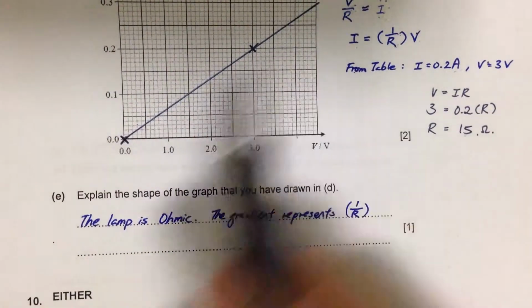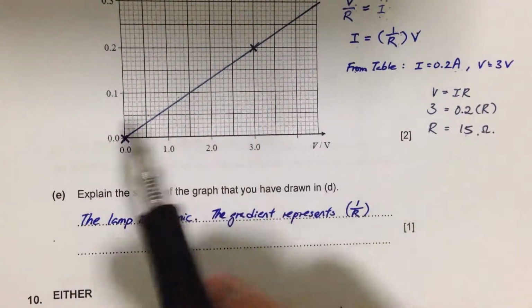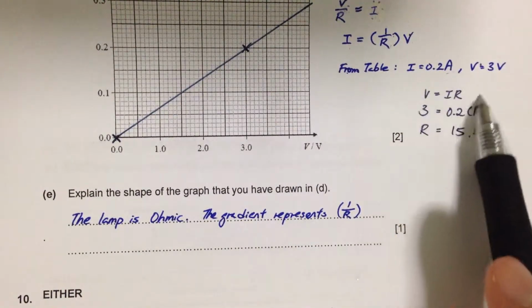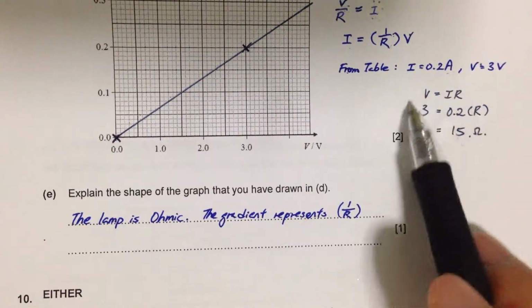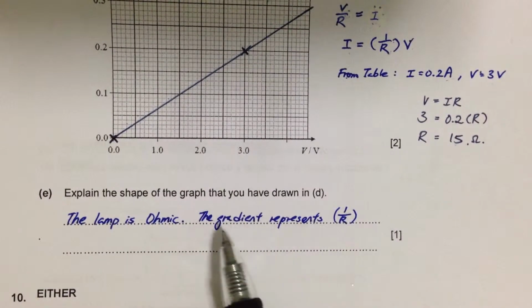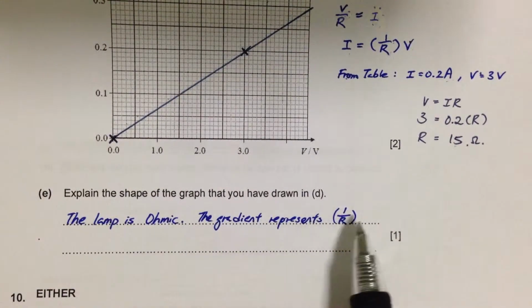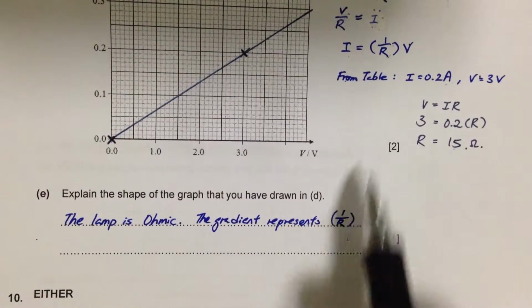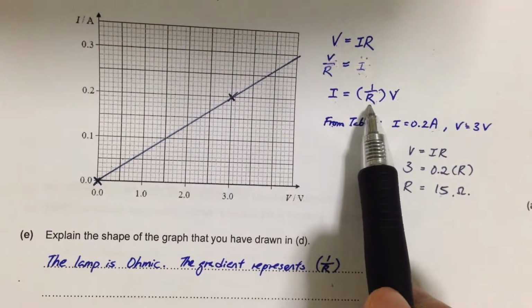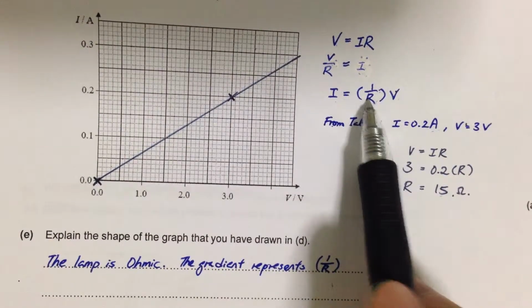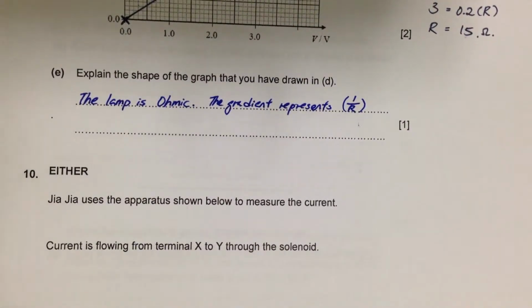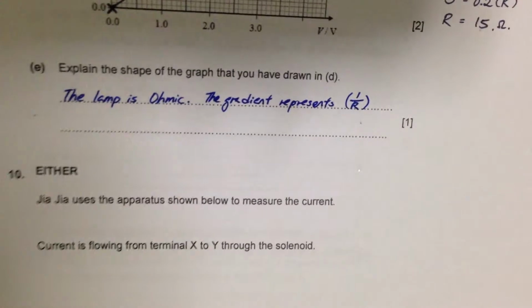So since this is a straight line graph passing through 0, 0, actually we have already assumed that this is ohmic, because once you use this equation, it is only applicable to ohmic components. So it is ohmic, and to explain the shape of the graph and the gradient, you have to say that the gradient represents 1 over r. Okay, why 1 over r? Because we just worked out, right? If you want to make I the y-axis, then the gradient is not r, it's 1 over r. Okay? Okay, let's move on to question 10 regarding electromagnetic forces.